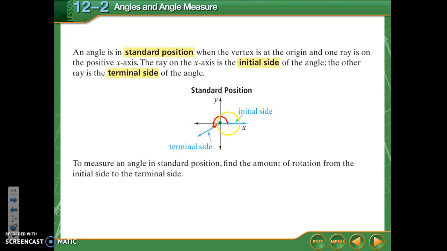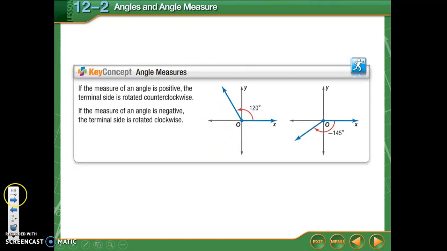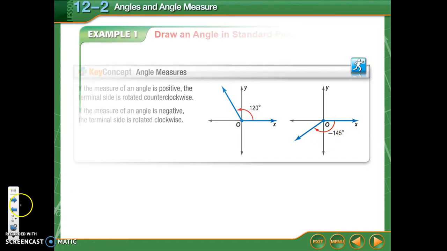So to measure an angle, we find the amount of rotation from the initial side, which always starts on the positive x-axis, to the terminal side. If my angle measure is positive, I'm going counterclockwise. So if I go this way, like you can see with the 120-degree angle here, if I go counterclockwise, that is a positive angle measure. In this chapter, we will also be dealing with negative rotation, which is when I start at the positive x-axis and I move clockwise. If I measure in this direction, my angle will always be negative.